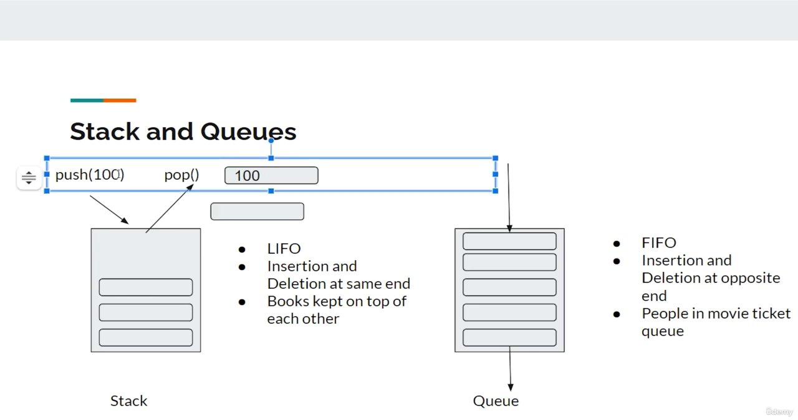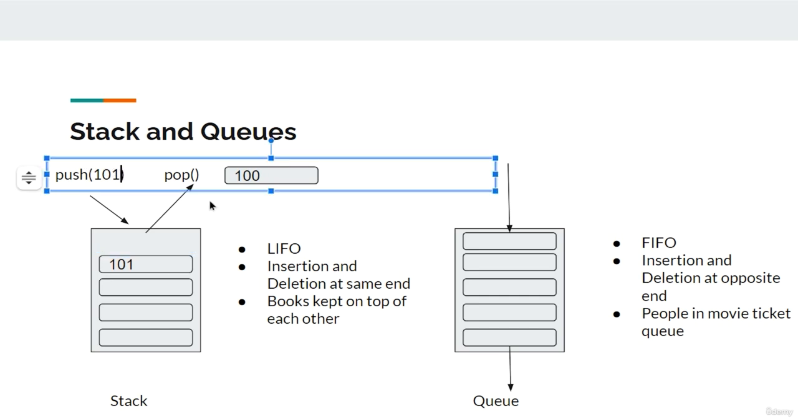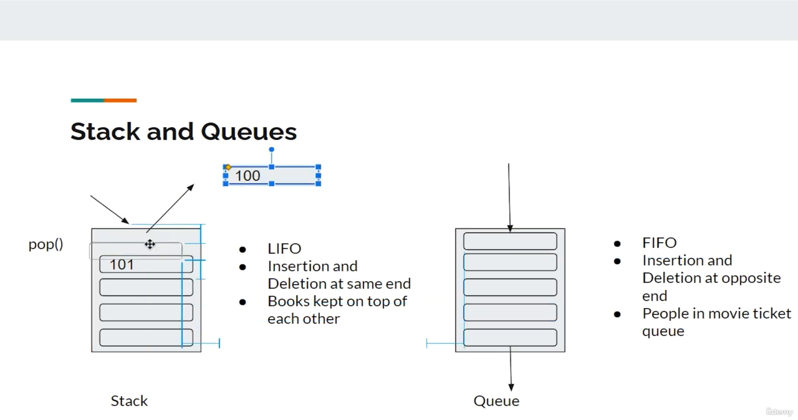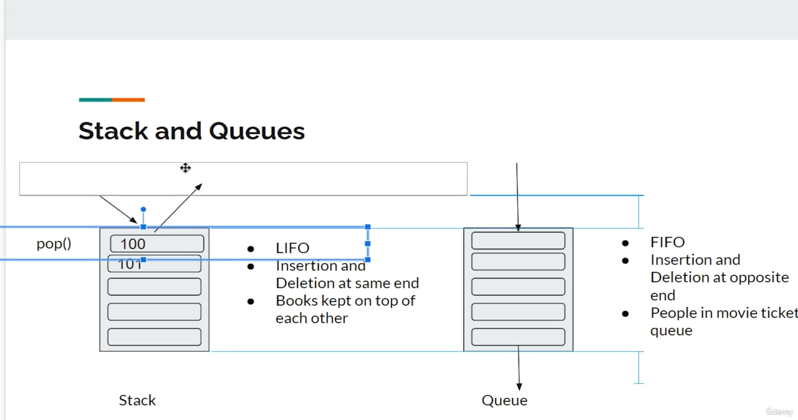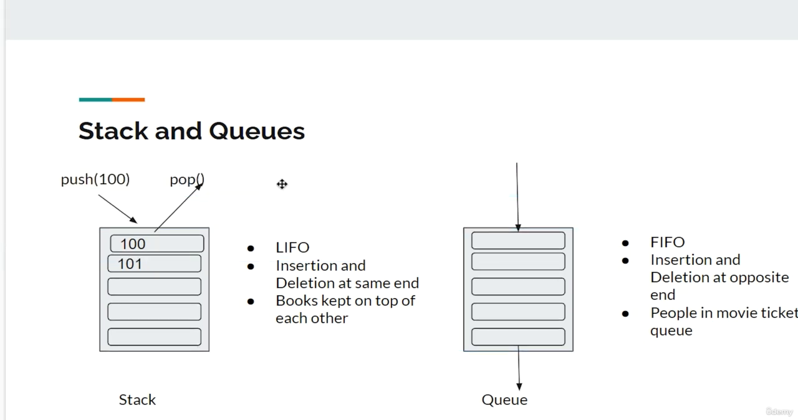Let us suppose I push 101, and this is my element 101. If I call the push method on the stack, then this will add 101 to the stack. Then if I call push 100, this element will again be added to our stack. So this is how push and pop operation on a stack works.